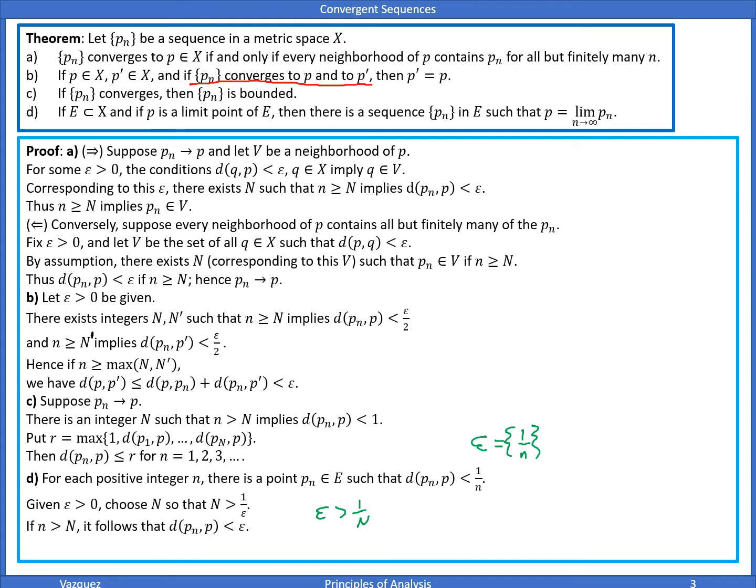So that if n is greater than or equal to big N, the distance between p sub n and p is less than epsilon. Therefore, p sub n is equal to p.